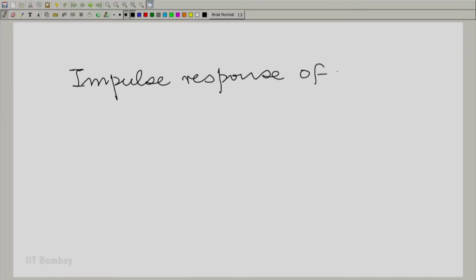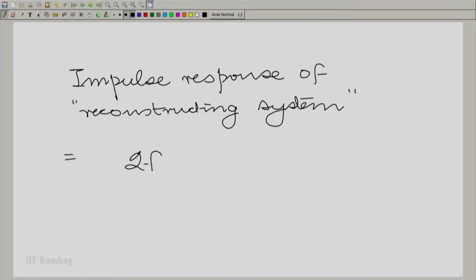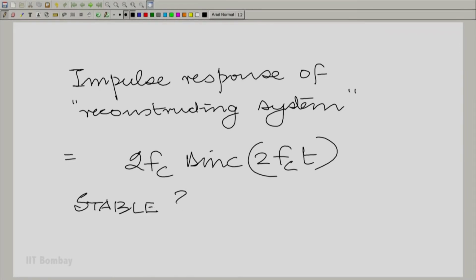Now, we also derived the impulse response of that system. Let us quickly recapitulate the impulse response itself. The impulse response of the reconstructing system is given by 2fc times sinc 2fct. Now, let us identify what the difficulties with these systems are for different values of fc. I mean, one problem is the stability of this system. So, is the system stable?